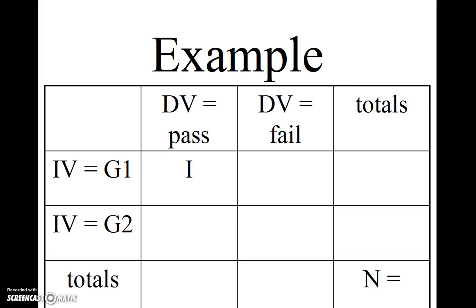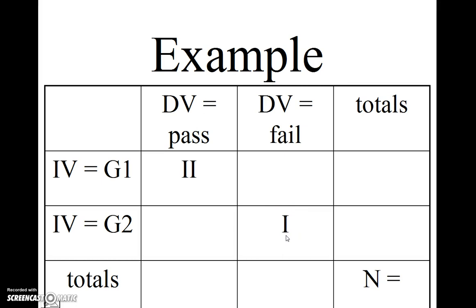Let's suppose our first observed case is in the first group, and that person passed the test. So we make a mark right here in this cell. Our second person was also in group 1, also passed the test, so we make a second mark. Our next subject was in the second group and failed the test, so we make a mark down here.